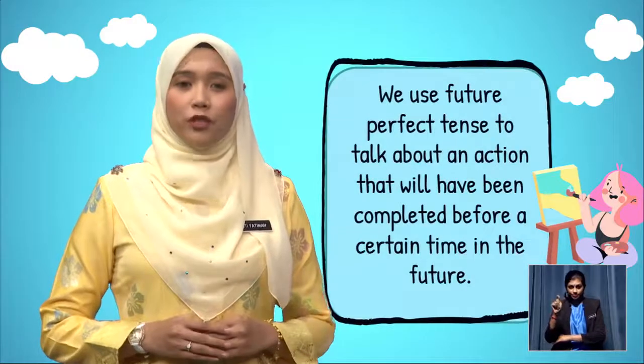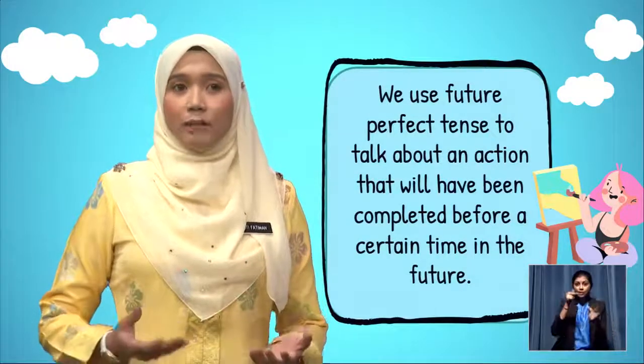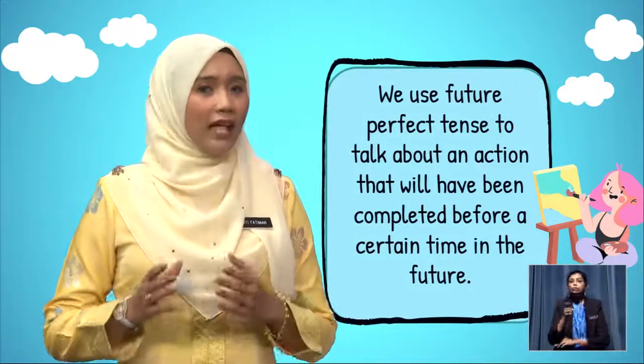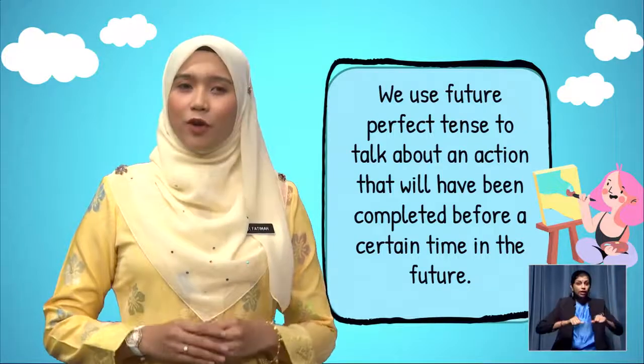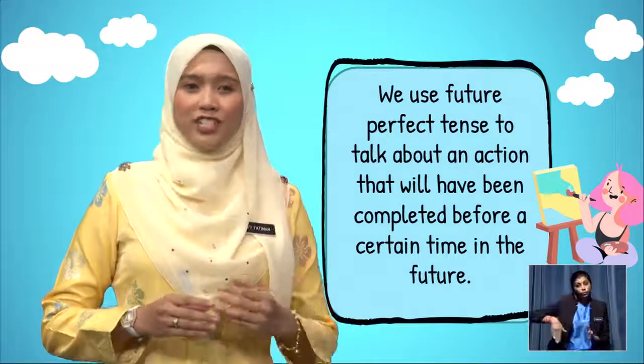So no matter what the subject is, you put will have and then the past participle of the main verb. Take note that the verb describing the second action here is in the simple present. We also use future perfect tense to talk about an action that will have been completed before a certain time in the future.